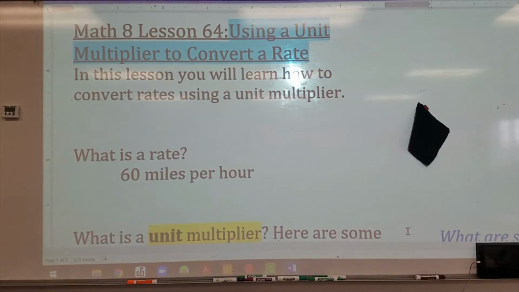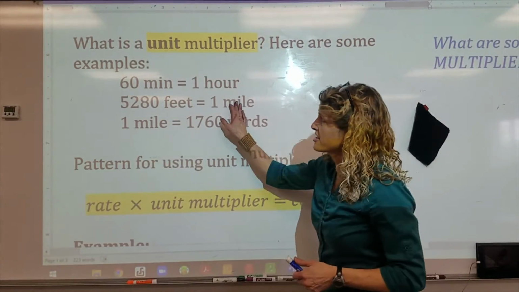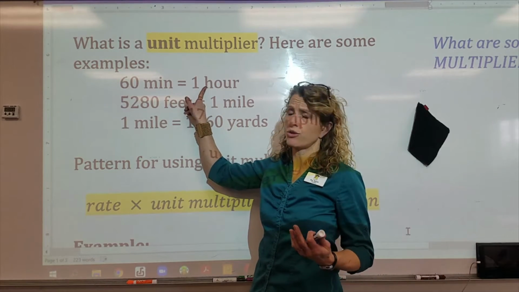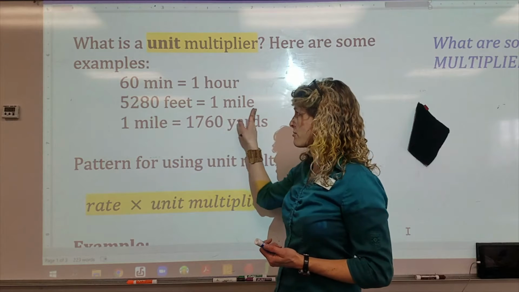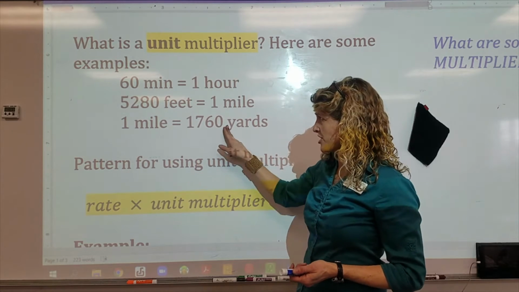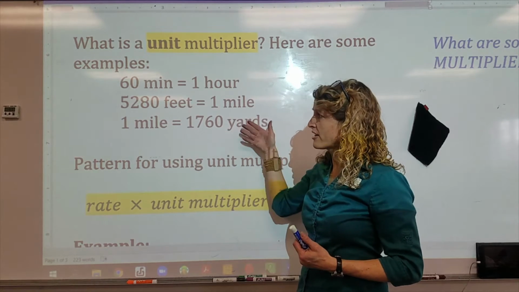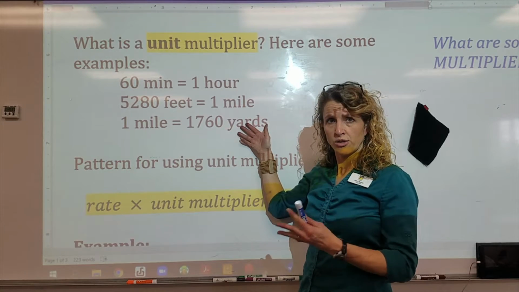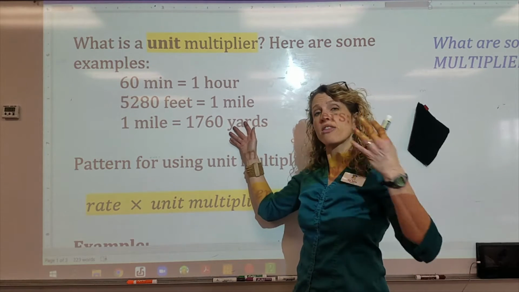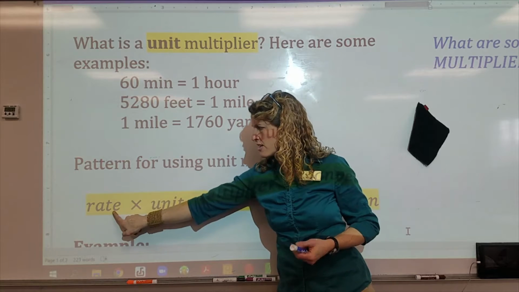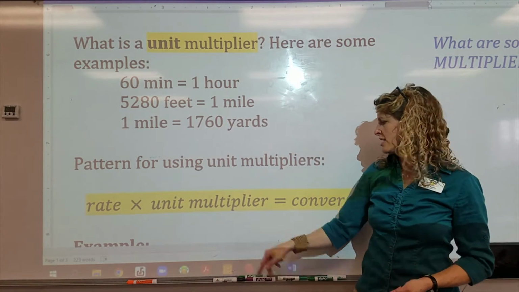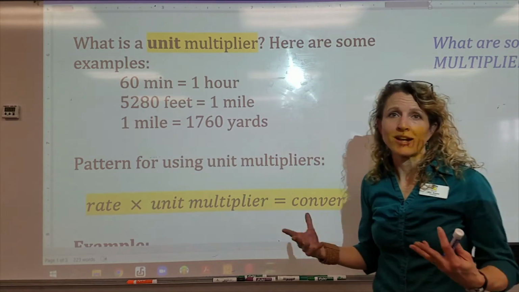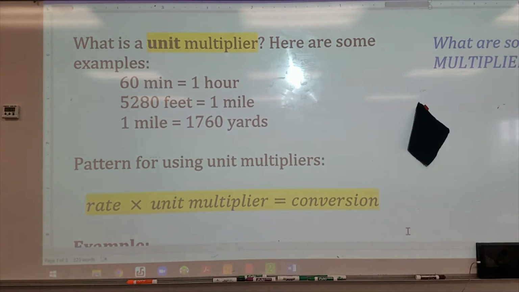So a unit multiplier is something that's a known fact about two units. 60 minutes equals 1 hour, 5,280 feet equals 1 mile, a mile equals 1,760 yards. So the pattern that we use to convert one unit rate, or one rate to another rate, is by multiplying the given rate by a known fact as a fraction, and then we get a converted rate. So let's do that in the first example.